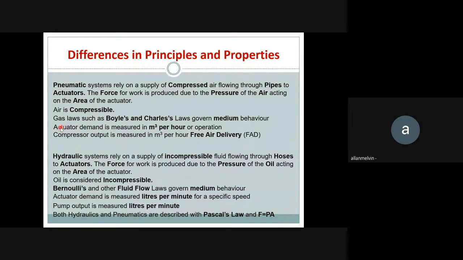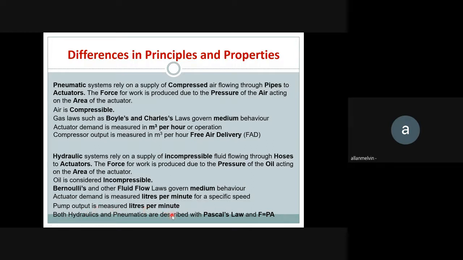Okay, so actuator demand is measured in meter cube per hour. Okay, for pneumatic we calculate all the flow based on meter cube per hour. Okay, while in hydraulic we are measuring using liters per minute, LPM. Okay, so compressor output is measured in meter cube per hour free air delivery. Okay, so pump output is measured in liters per minute.